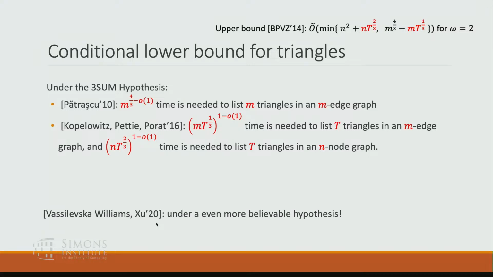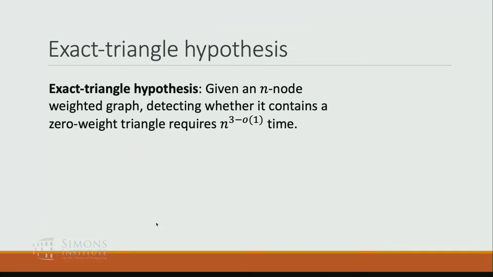And here the results are under the three-sum hypothesis, but later it's strengthened to an even more believable hypothesis, which I will talk about later. And I will actually show the proof for this result for the special case of t equals m. This more believable hypothesis is the exact triangle hypothesis, which I believe we also briefly mentioned yesterday. In the exact triangle problem, we are given an n-node weighted graph, and the task is to detect whether it has a triangle whose 3 edge weights sum up to 0. We assume all the edge weights are integers bounded by a polynomial in n.